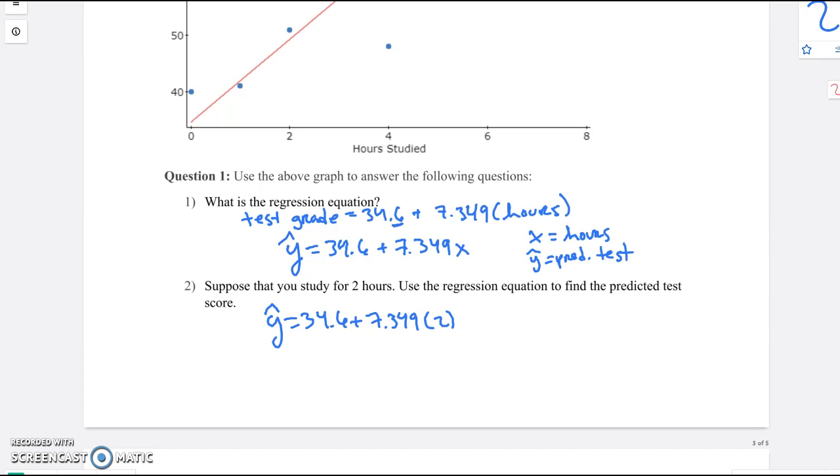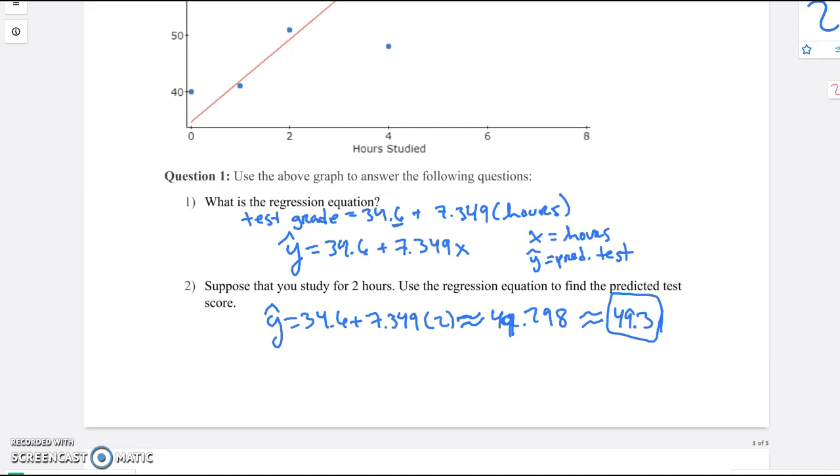I have a calculator right here. I don't have it on my laptop, unfortunately, but I'm just going to multiply this together, check my work, and what I'm going to get is approximately 49.3. I cannot read. So I'm going to say around 49.3. This is what I am expecting to get on the exam, which is not very good if I only studied for 2 hours. But this is what the regression equation is saying.